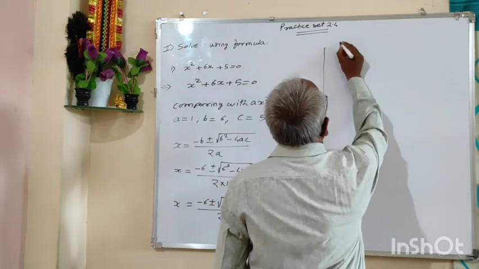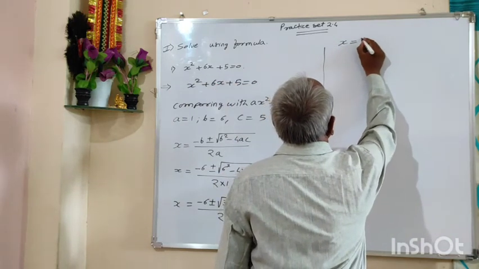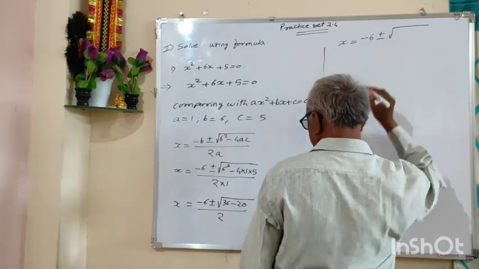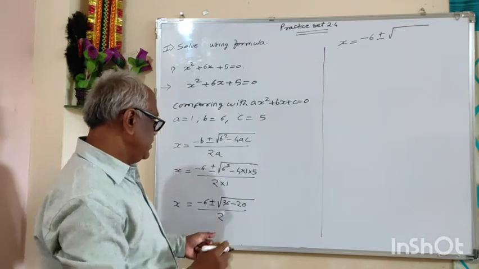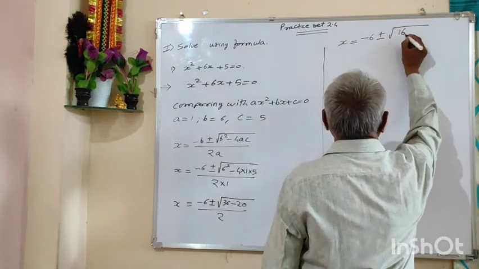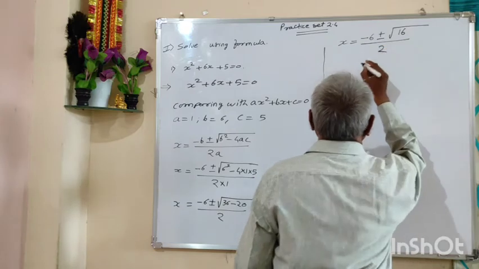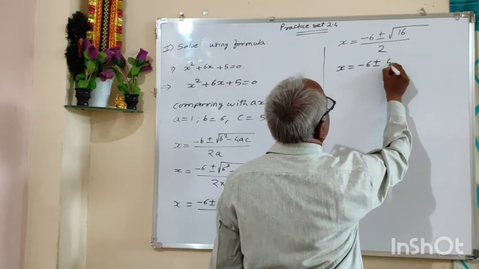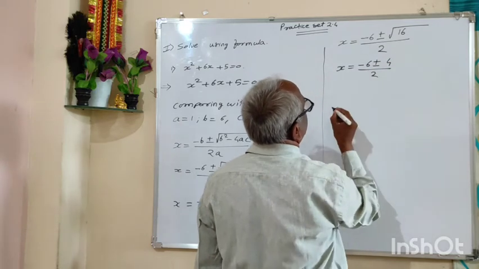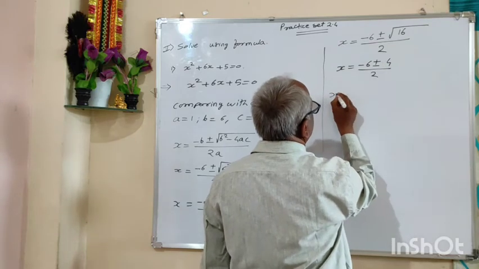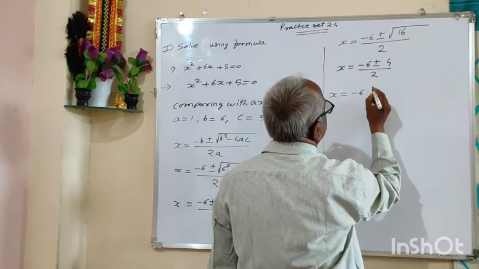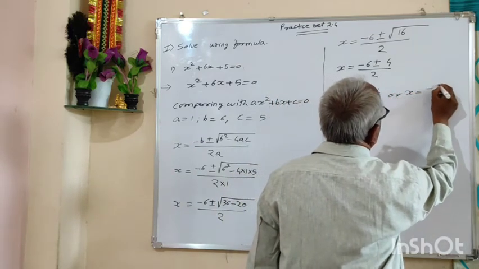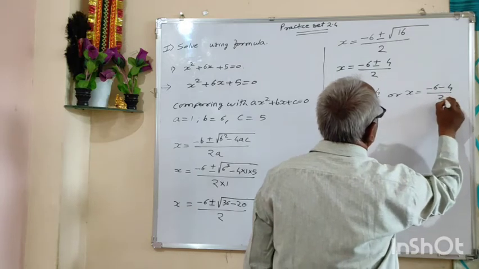Therefore x is equal to minus 6 plus or minus under root 36 minus 20, that is 16, upon 2. Therefore x is equal to minus 6 plus or minus 4 upon 2, since the square root of 16 is 4. x is equal to minus 6 plus 4 upon 2, or x is equal to minus 6 minus 4 upon 2.